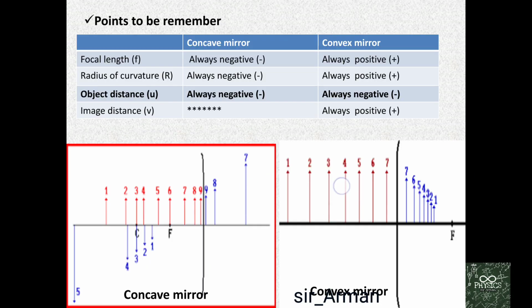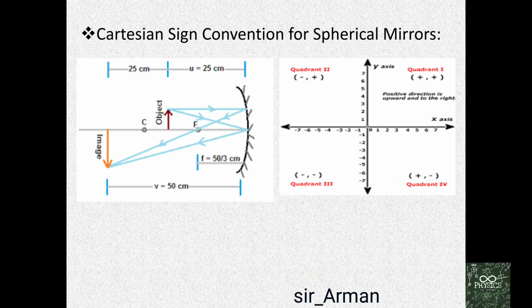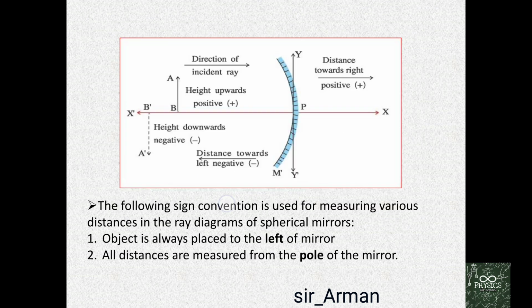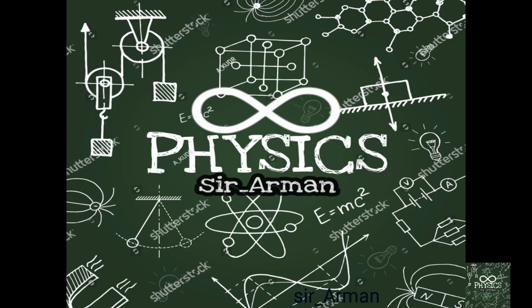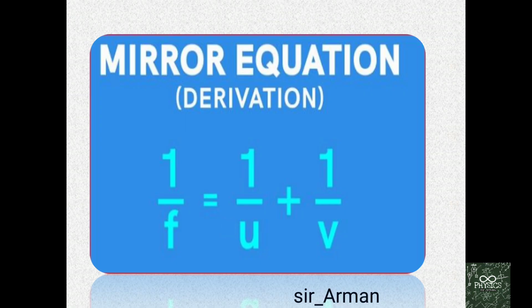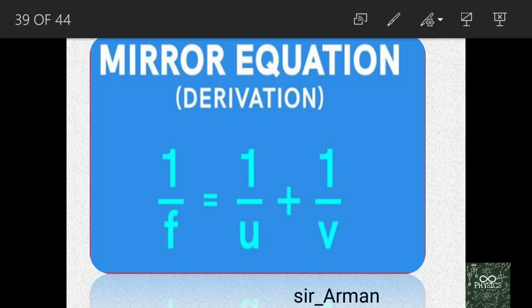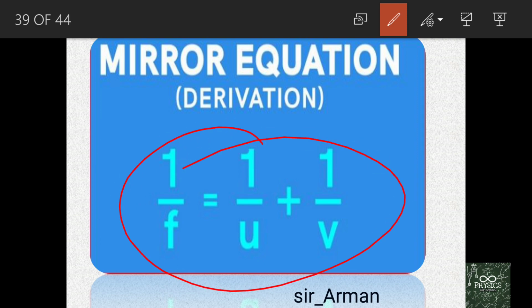In the last lecture we had a discussion about Cartesian sign conventions for spherical mirrors, and these Cartesian sign conventions are very helpful in derivation of the mirror equation and also in the understanding. Remember, the derivation will not be asked in your exam because in your NCERT book only the equation is given. The equation is given directly, there is no derivation, right?